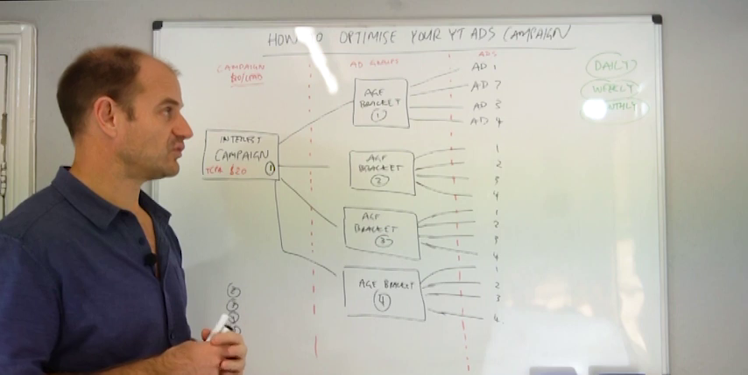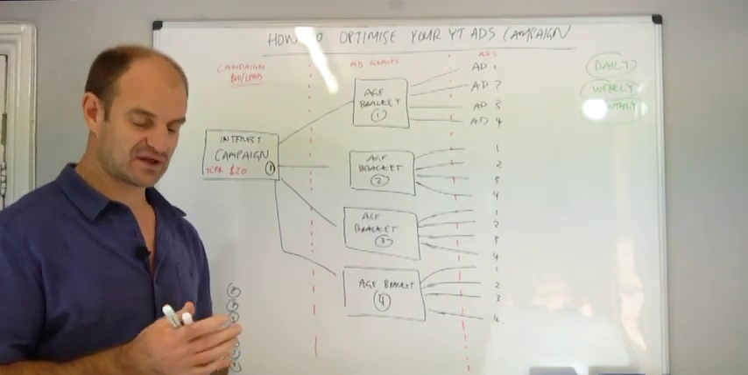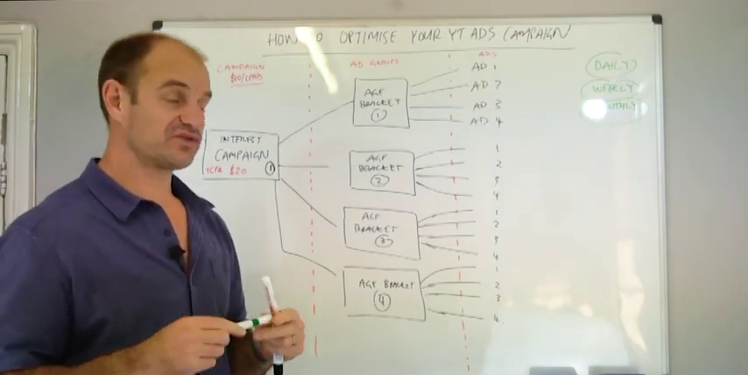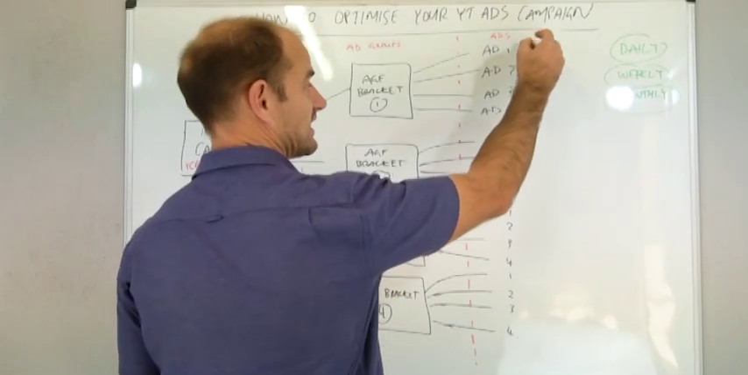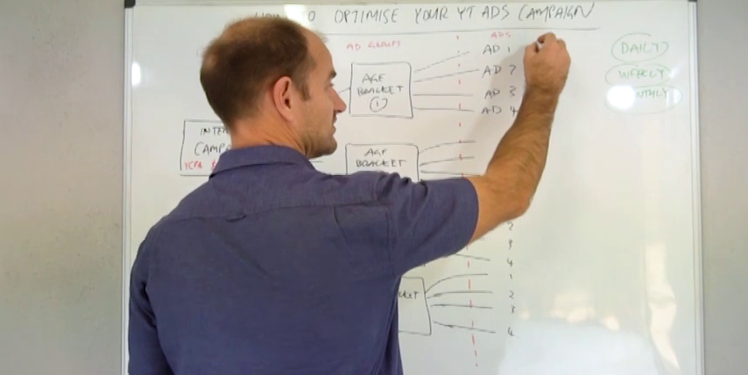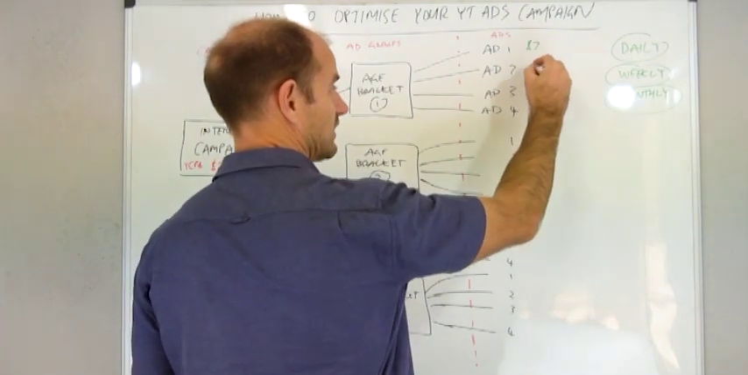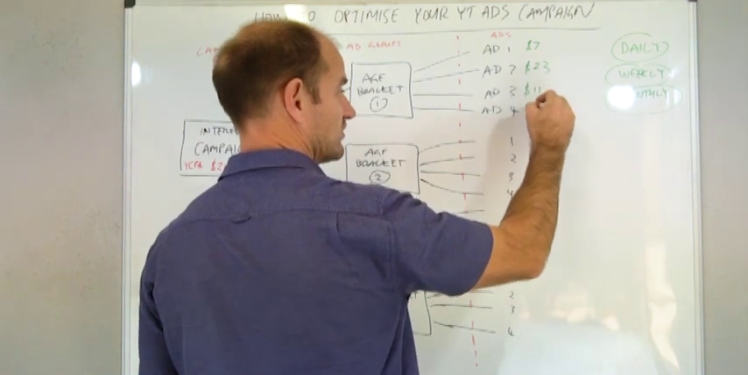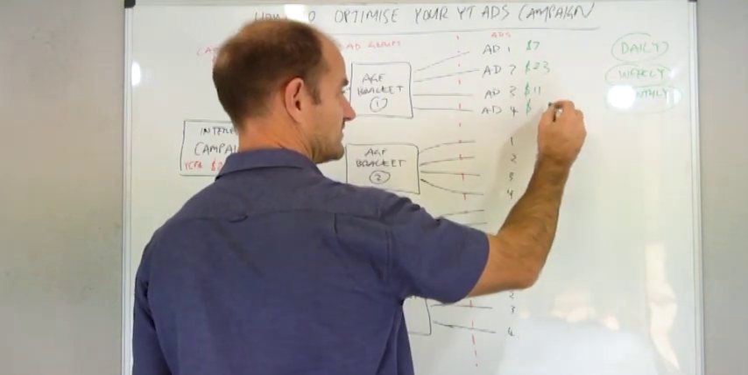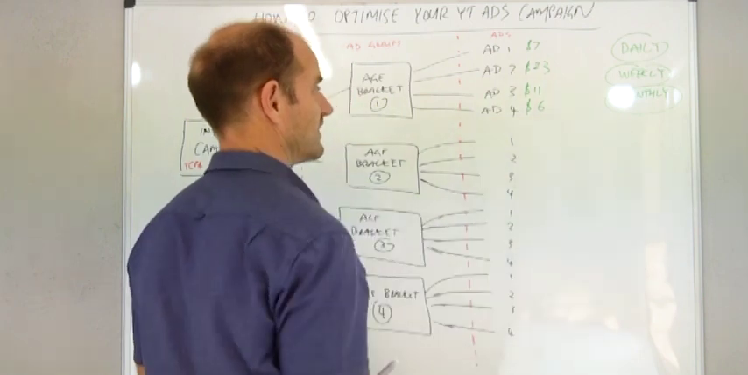So the first thing we do on a daily basis, okay, is we look at what the cost per lead is at ad level. The cost per lead here is $7 per lead, and this one is $23 per lead, and this one is $11 per lead, and this one here is $6 per lead.